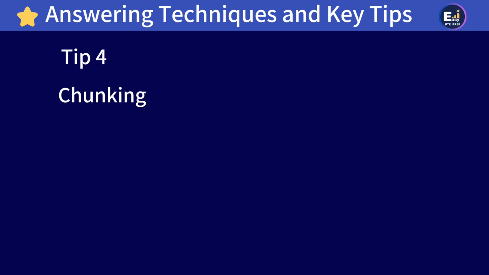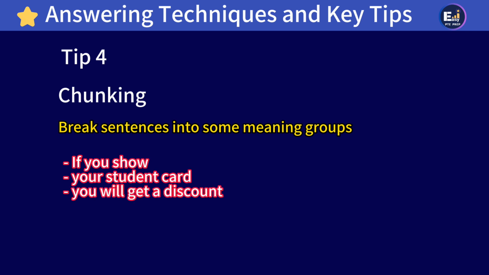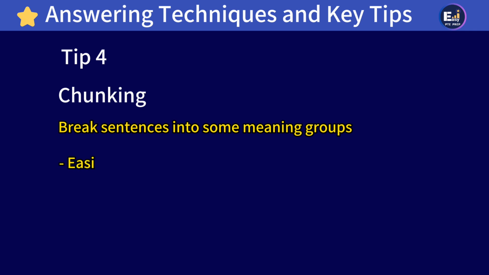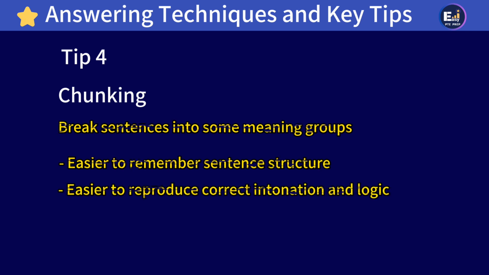Chunking is breaking sentences into meaning groups. Chunking can help your brain understand and remember better by dividing the sentence into 2 to 4 meaningful parts. Such as, the sentence in the example audio can be chunked as, if you show your student card, you will get a discount. Here are the chunking rules I always use. It can help you remember sentence structure more easily and reproduce correct intonation and logic.